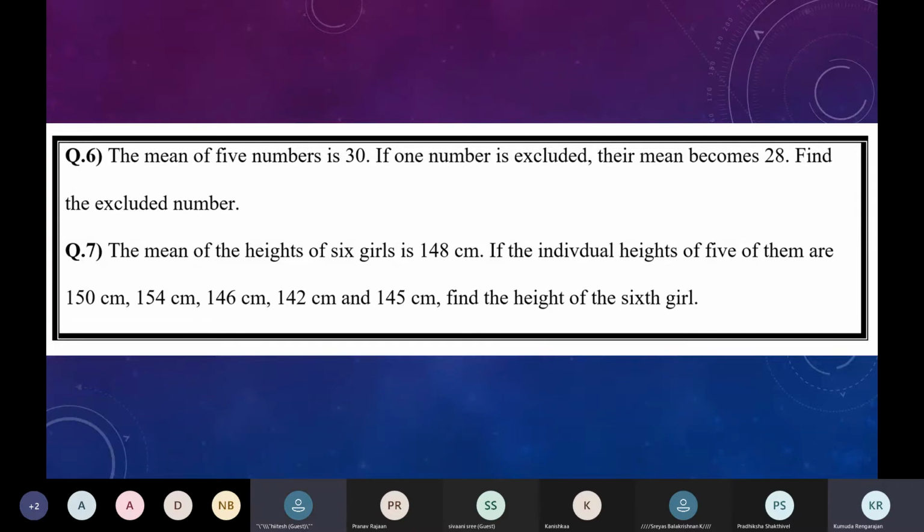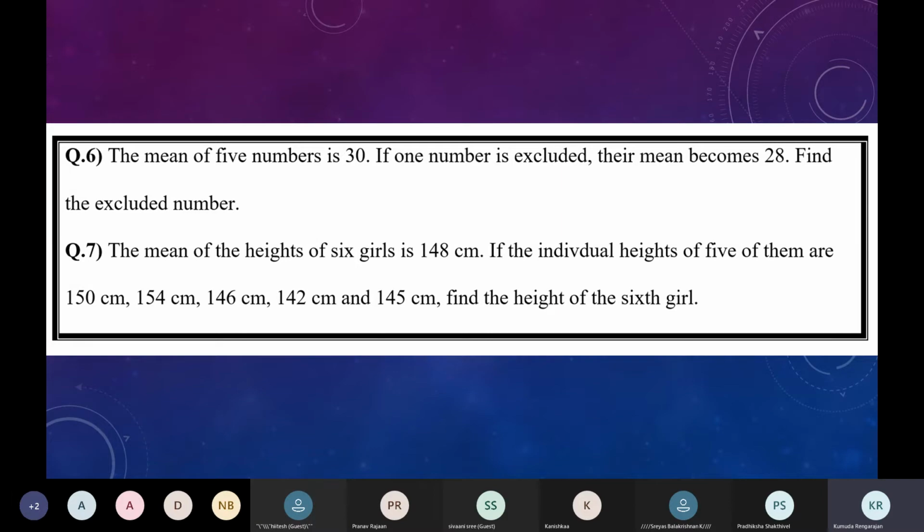Sum of all the observations, ma'am. In other words, it is the sum of the heights of all the 6 girls. When you add the heights of all the 6 girls, the answer will be 888. Now read the question ahead.